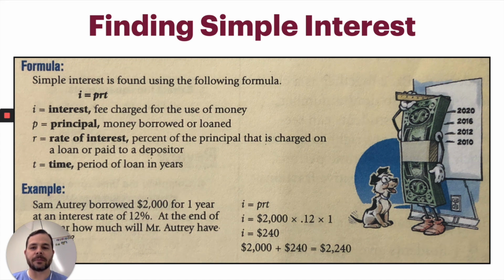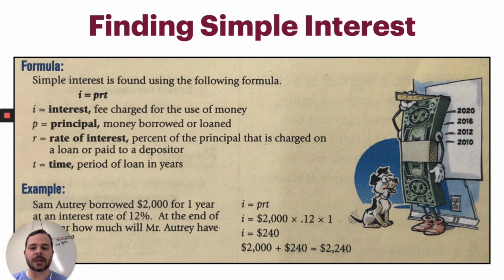So that's how banks make their money, on interest. That's how car dealerships make their money. Or when you buy a house, there's this interest that everybody pays on that house in order to purchase it. So you're borrowing money and they charge you interest. So it's a fee charged. And then the principal is the money borrowed or loaned.